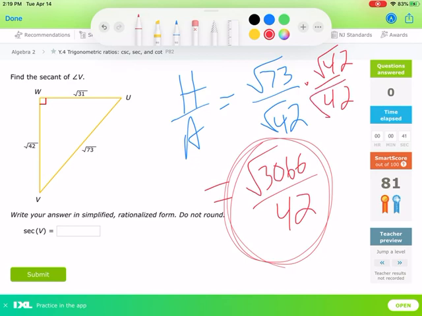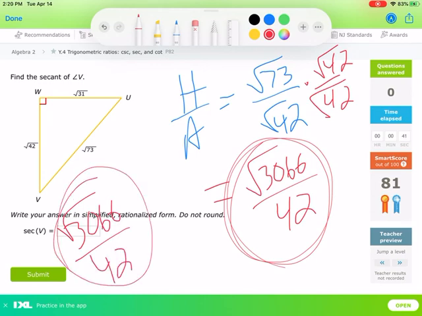And does that simplify? Let's see. 3,066 is equal to 1533 divided by 3, 511. Okay. No, it doesn't reduce. Wow, look at that. I'm liking it. Root 3066 divided by 42. That is simplified, rationalized form. Ugh, that's a gross number. Well, hey, that's the beauty of being a smart score of 81. Great job, guys. All right, that was not bad.